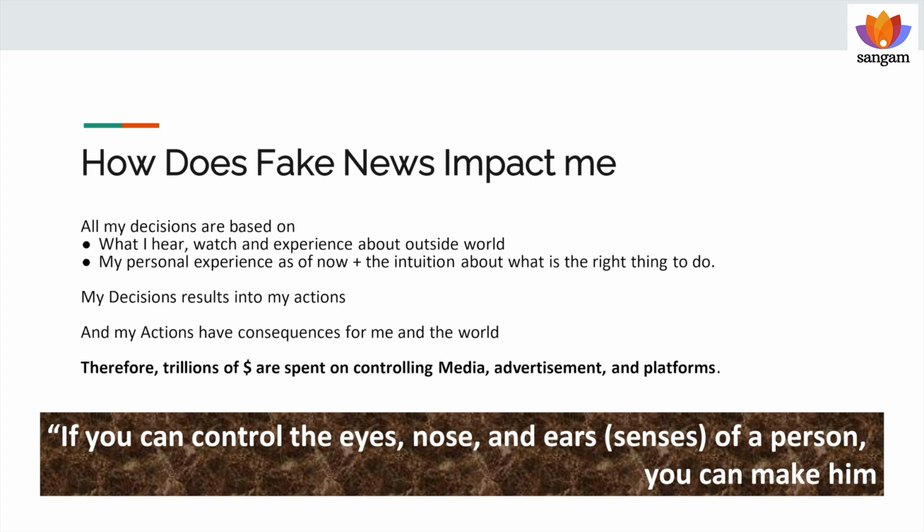So right now the algorithms and the platforms command a lot of value because of this one thing: they can control your decision-making process. There is a saying: if you can control the eyes, nose and ears of a person, you can make him eat shit.